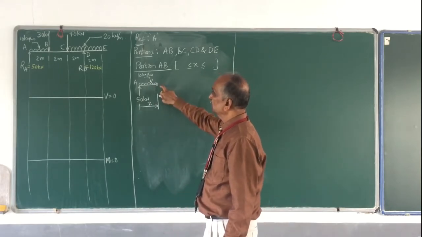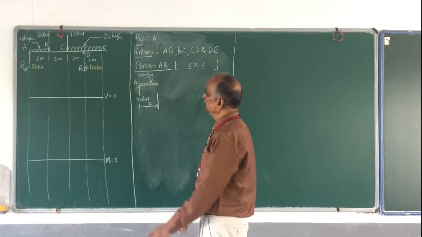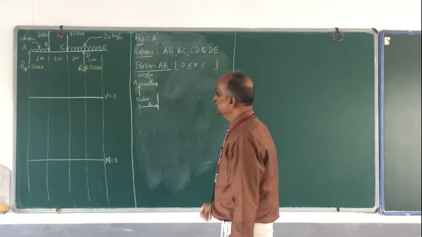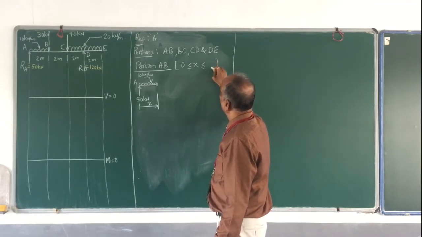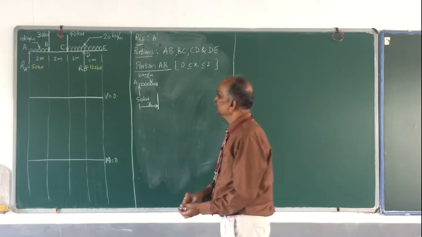Please remember, this is not B. You have to take the section between A and B. Between B and A, what is the smallest value of x? x is 0. And what is the largest value? It is 2 meters. So between 0 and 2 meters it is valid.